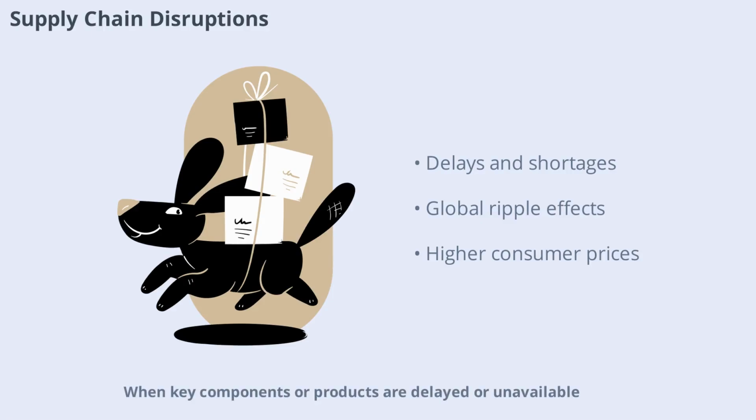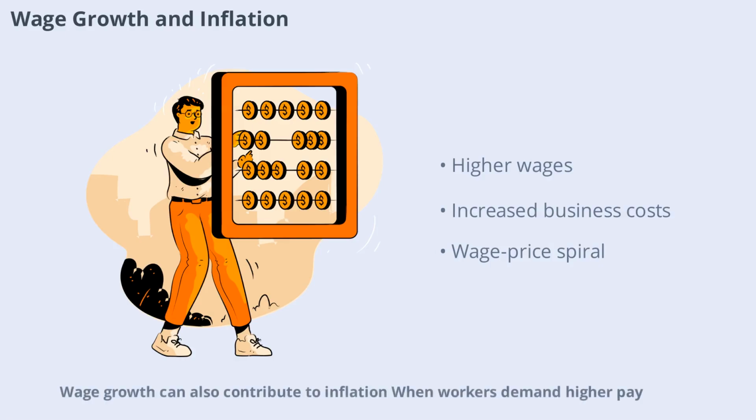Supply chain disruptions have become a common theme in recent inflation discussions. When key components or products are delayed or unavailable, prices can rise quickly. These disruptions can be caused by natural disasters, geopolitical events, or even labor shortages. The global nature of modern supply chains means that a problem in one region can have far-reaching effects on prices everywhere. Wage growth can also contribute to inflation.